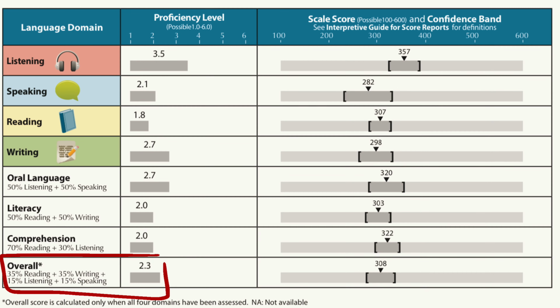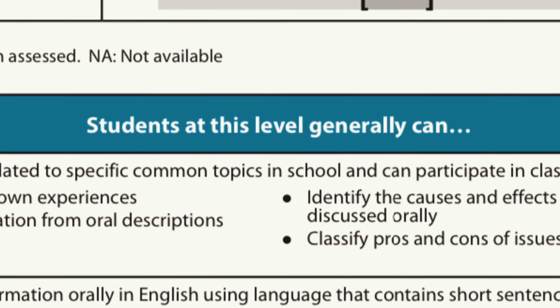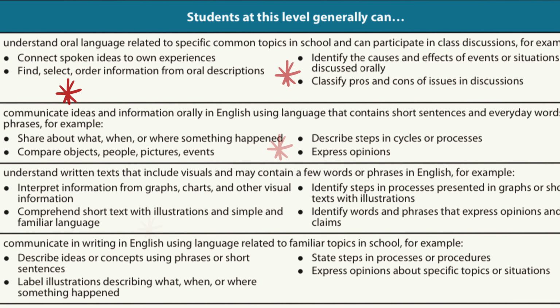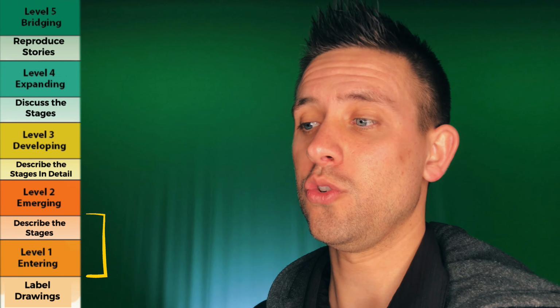WIDA actually breaks it up in a very simple way for you as the teacher. They take the overall score of that student, and then down at the bottom of that score report, you have a simple explanation on what it is that they are able to do in that language domain. For me personally, I like to stick to a real simple, easy to understand chart. Here it is. In this chart, you can see level 1, 2, 3, 4, and 5. Basically, if your student tests overall proficiency level between 1 and 2, then you're going to look and see what are things that they are capable of doing and what are things that they should start to be able to do.